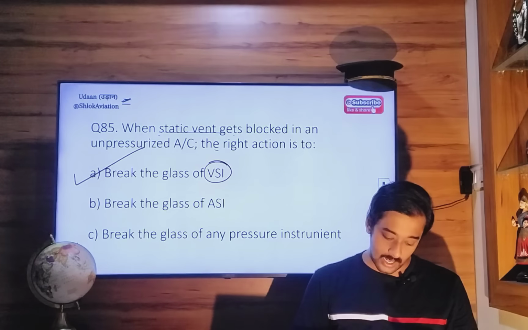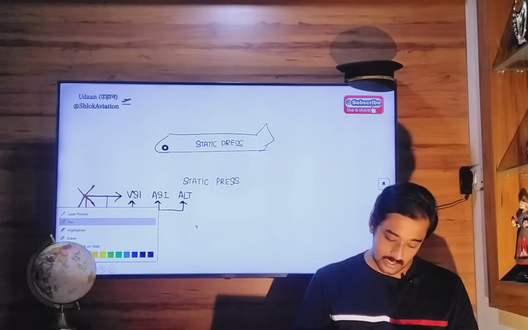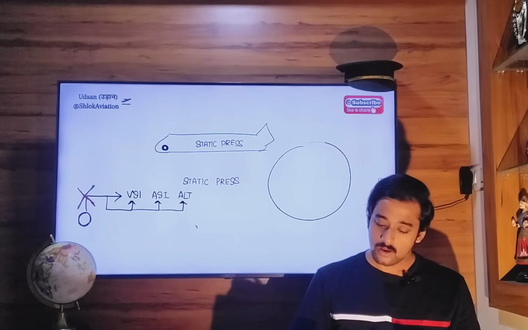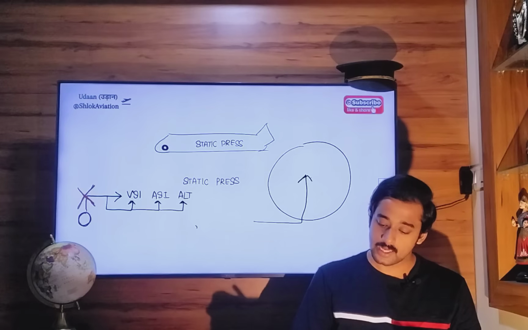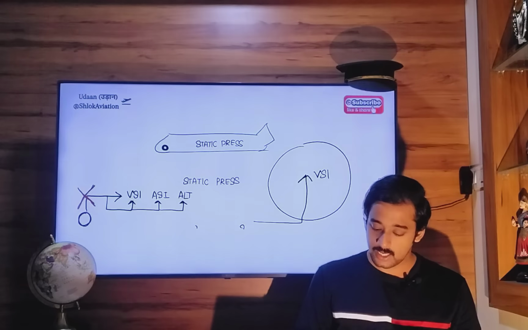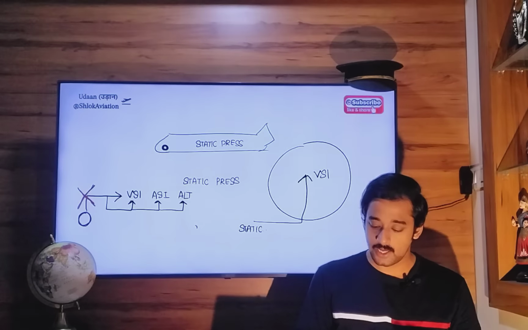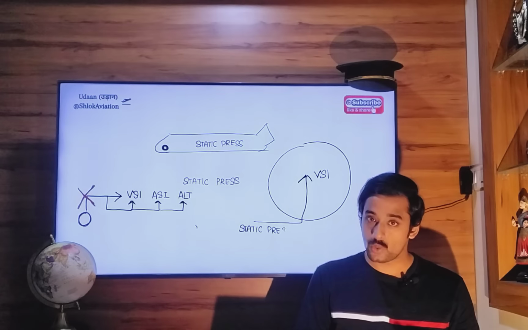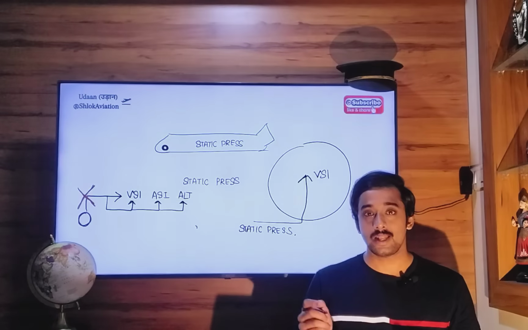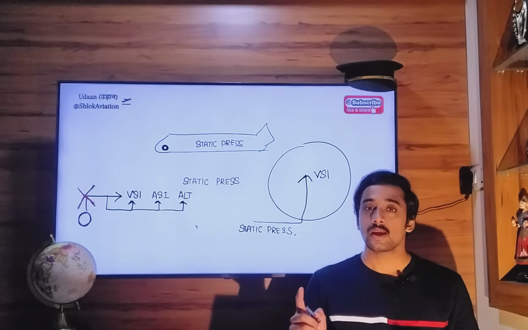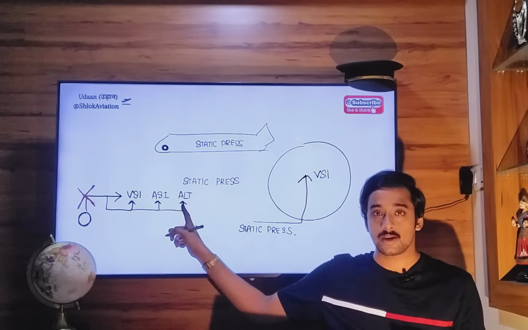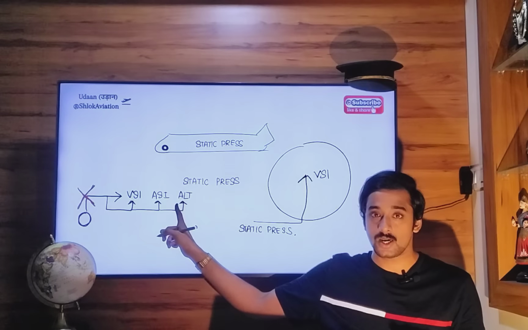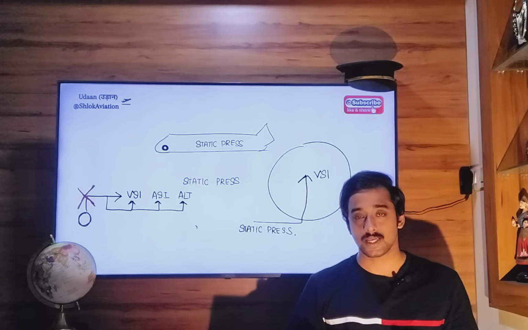Now when you break the glass of your vertical speed indicator, what happens? All the static pressure inside your aircraft will enter this VSI instrument, and when it enters the VSI instrument, it will go in your altimeter. That pressure will be used by your altimeter, and it will be used by your ASI indicator.